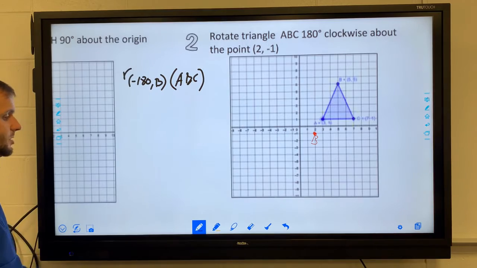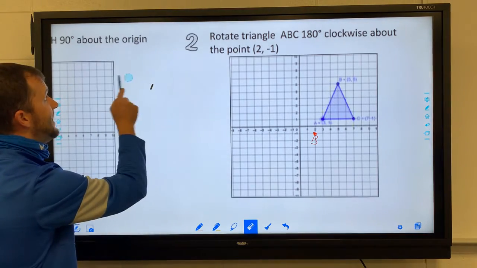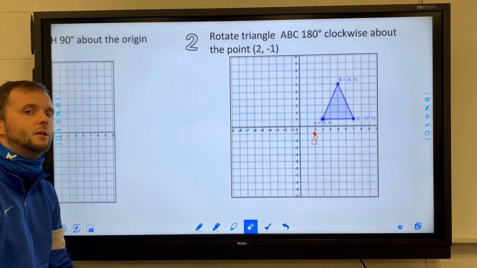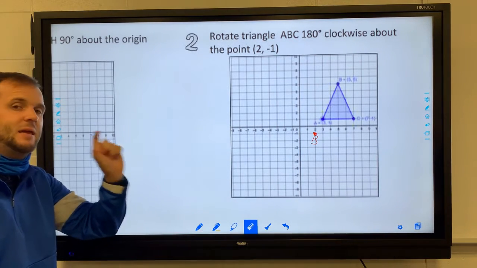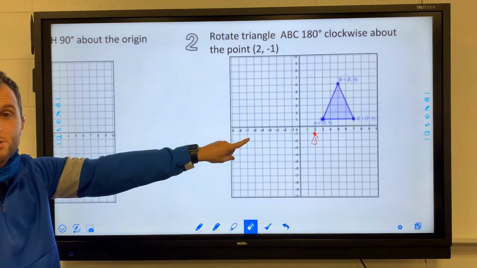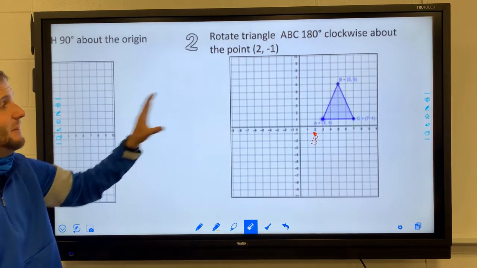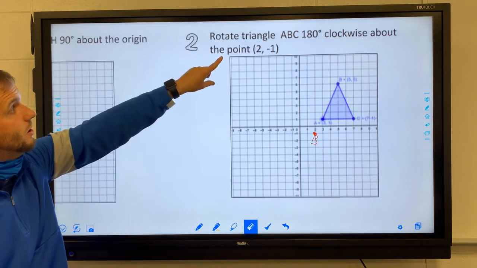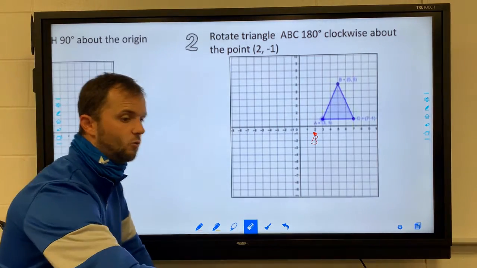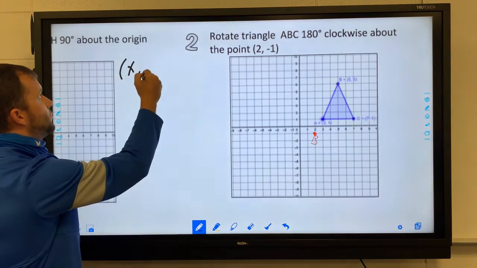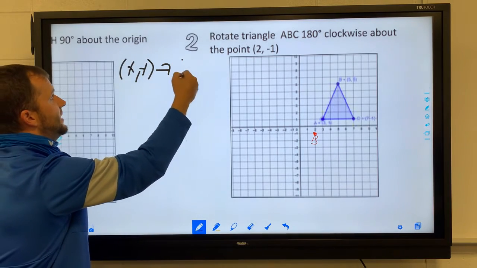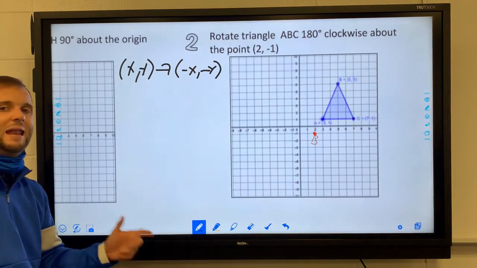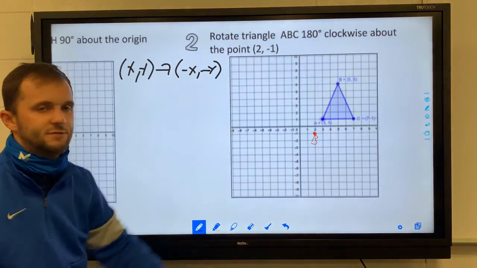So here we go. Basically what I am going to do is treat point B as my new origin. So I need to find A, B, and C from that origin, and then put it through its rotation system here. So 180 is going to be (x, y), and then I'm changing it to (-x, -y), correct? So what I need to do right now is find my coordinates from B.